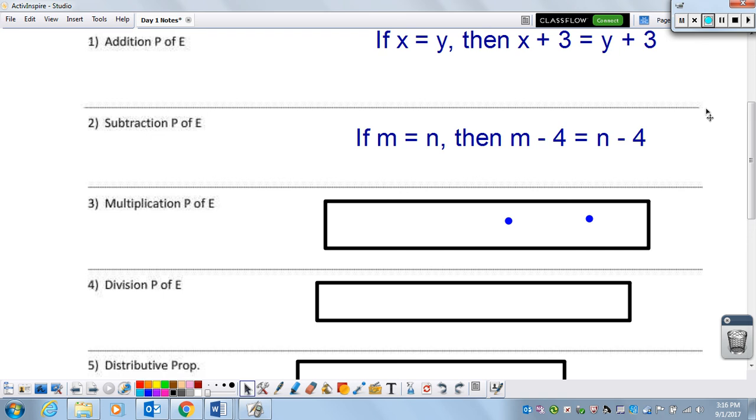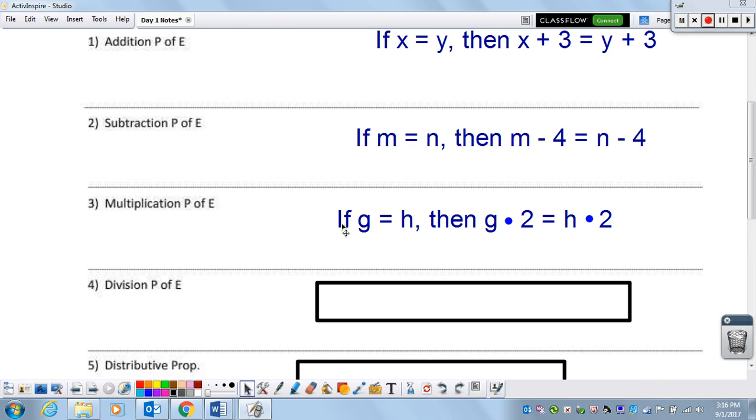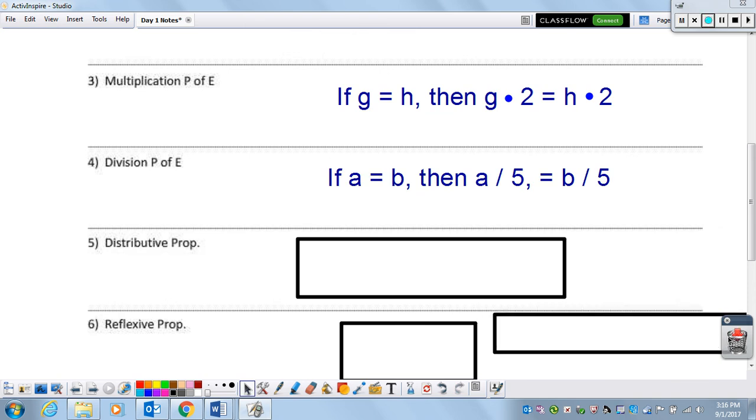Next up we have the multiplication property of equality, which, just like addition and subtraction, says that if you multiply both sides of an equation by the same thing, you still have a valid equation. So here you can see if g equals h, then g times 2 equals h times 2. And not surprisingly, the division property of equality is going to look very similar. Here it says if a equals b, then a divided by 5 will equal b divided by 5. We can divide both sides by the same thing and we still have a valid equation.